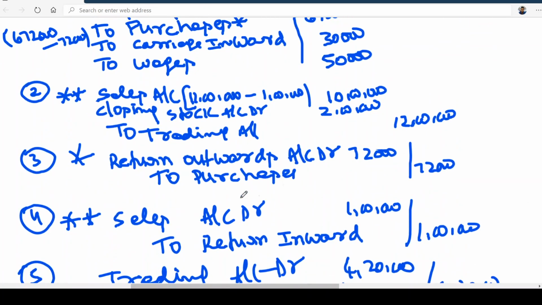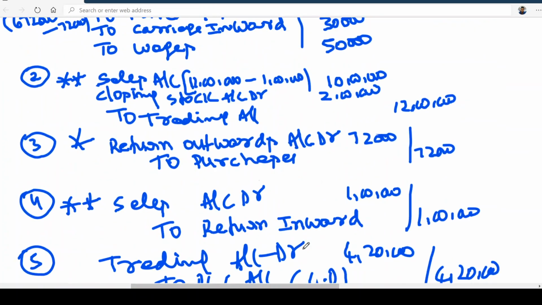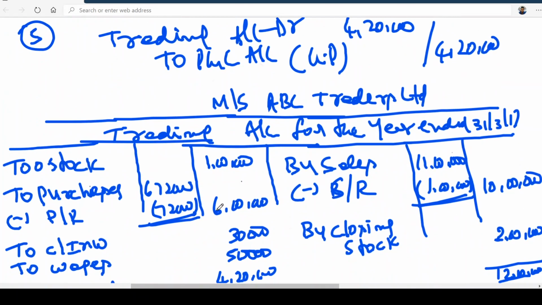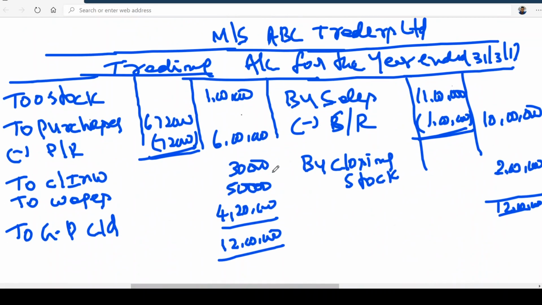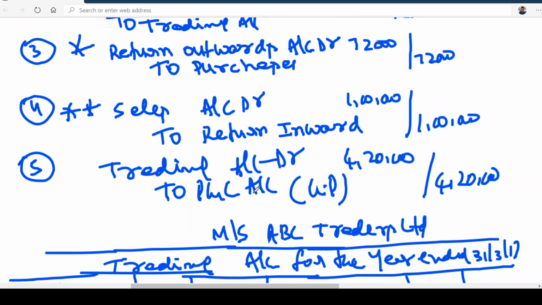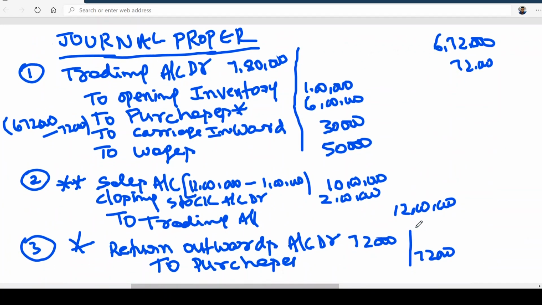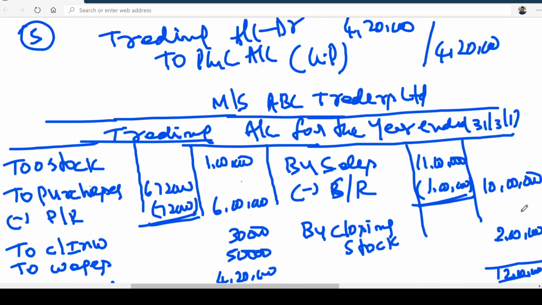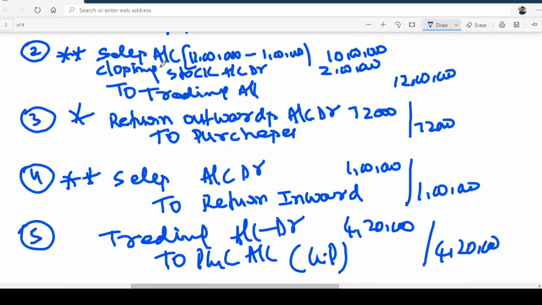Trading account at R, to opening inventory 1 lakh, to purchases I told you 6 lakhs, got it. To carrying inwards 30, you can see. To wages how much? 50,000. Come back to sales, credit side. Sales account has been created with 10 lakhs, closing stock 2 lakhs. See the entry. Sales account at R, closing stock account at R to trading account.